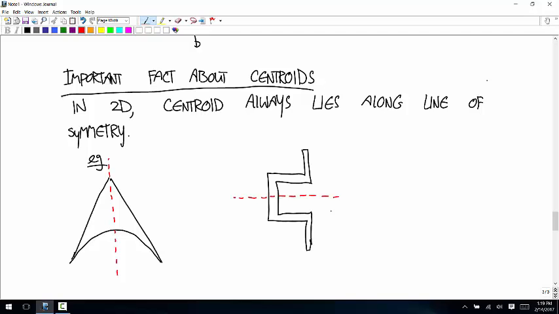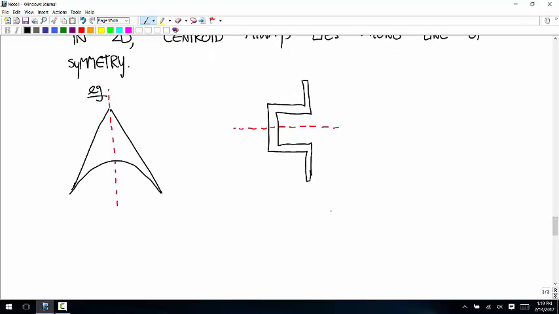And so if you can find any line of symmetry, you can cut down the number of centroid calculations you have to do. Like in this case now, we no longer have to calculate the x component of the centroid. We just have to calculate the vertical component. And this one, we have to calculate the horizontal component, but we don't have to calculate the vertical component anymore. And also, if you can find two lines of symmetry in a body, then the centroid has to lie at their intersection.